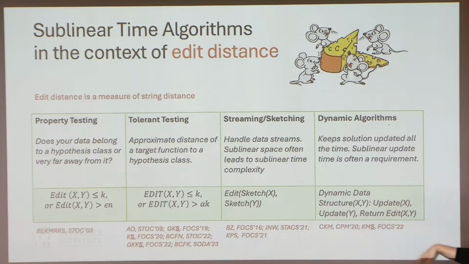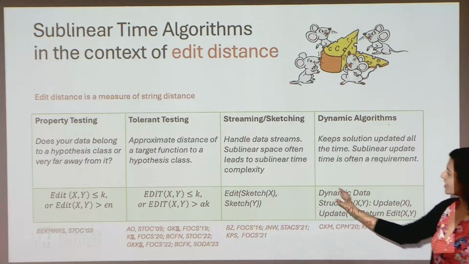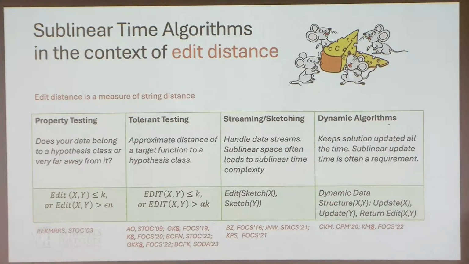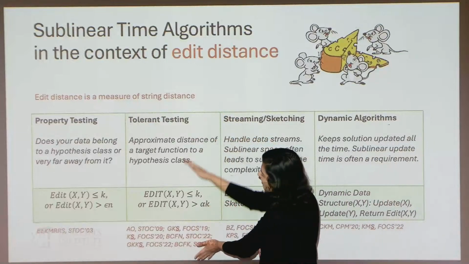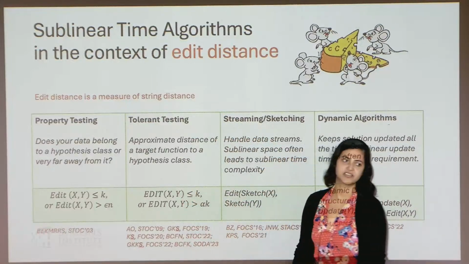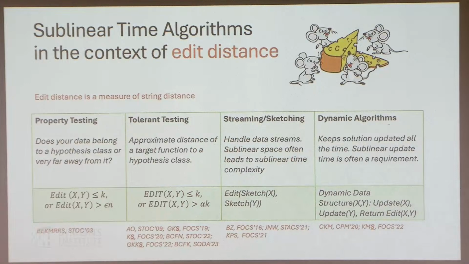And in dynamic data, you have a dynamic data structure for x and y. Updates happen on x, updates happen on y, and you have to return your edit distance estimate for x and y as the updates are coming. There has been some work on dynamic edit distance computation as well, and the goal here is to get a sublinear update time. These are some of the references. There has been work in all these 4 aspects of edit distance computation. What we are going to focus on today is mostly where we are trying to know whether the edit distance between 2 strings is less than or equal to k or greater than alpha k.